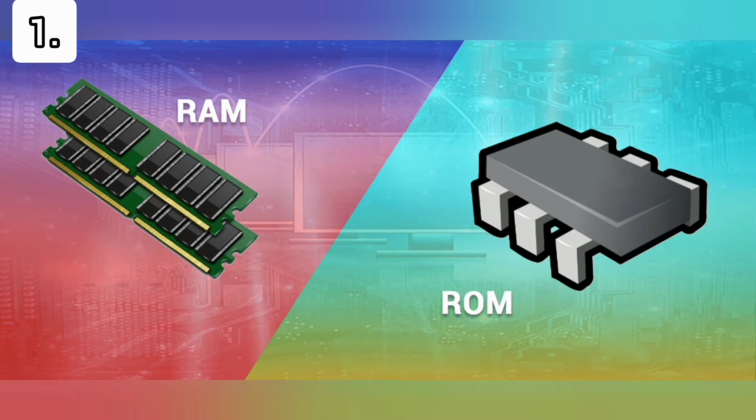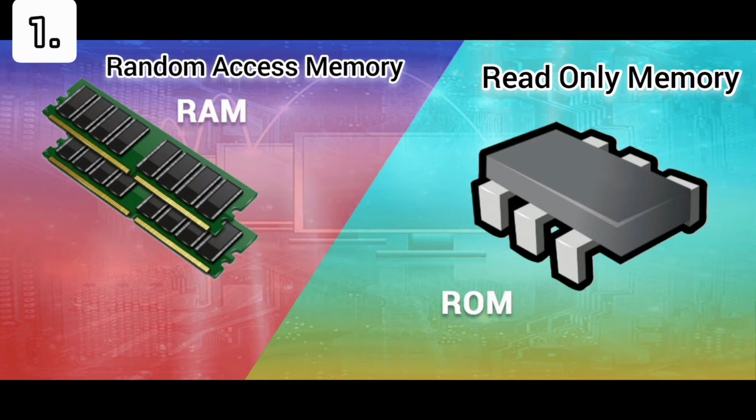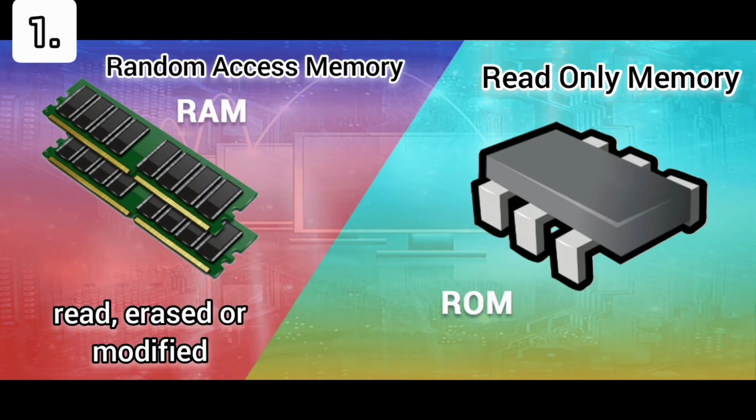Students, RAM is the main memory of the computer and it is referred as random access memory, whereas ROM is another memory in computer which is called read-only memory. RAM data can be read, erased or modified, whereas ROM data is read-only and it cannot be changed.